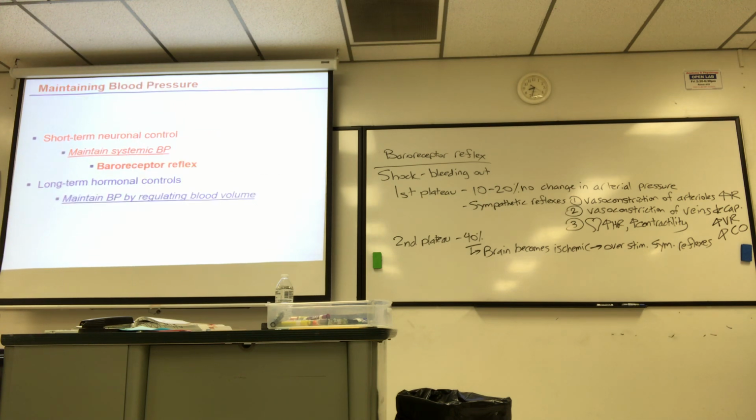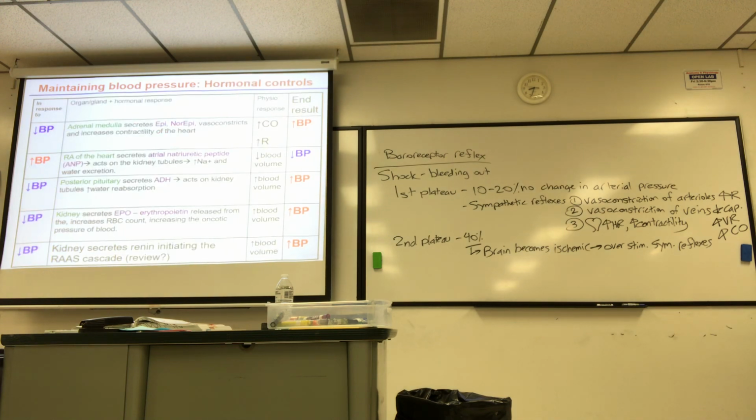So basically, how I teach this is, for the short-term neural responses, our reflex, we're going to see how that can change blood pressure. Over longer terms, say days, weeks, months, the body does it with hormones by regulating blood volume. So for that second point, the hormonal controls, which you're still responsible to know for lecture exam 4, I just made a table for you. So make a note to yourself to review these hormones: epinephrine and norepinephrine of the adrenal medulla, atrial natriuretic peptide, ADH, EPO, and the RAS mechanism.